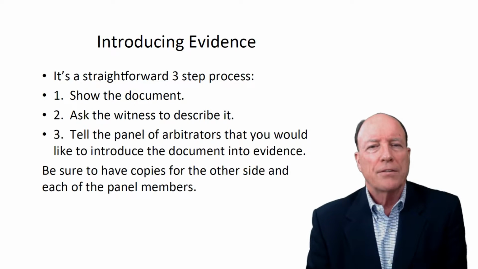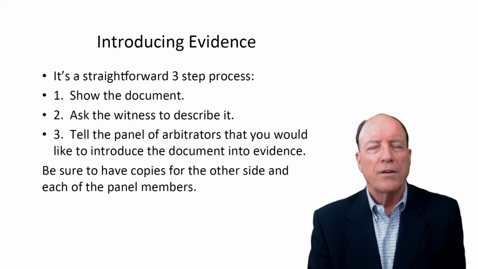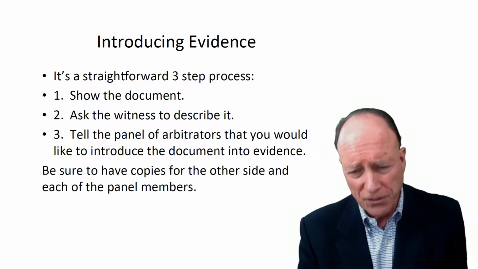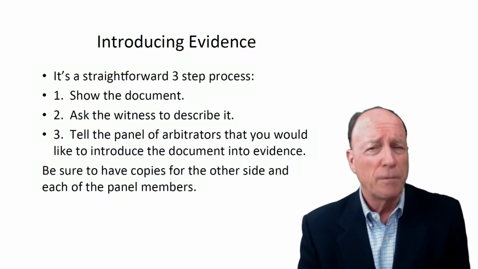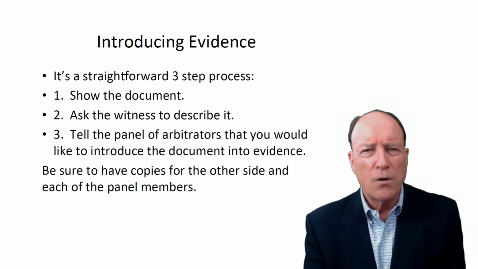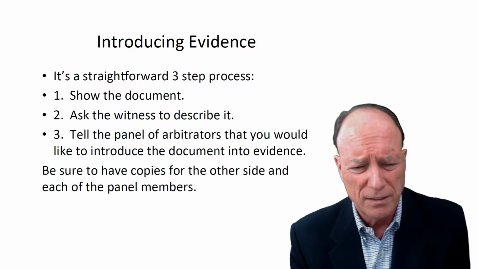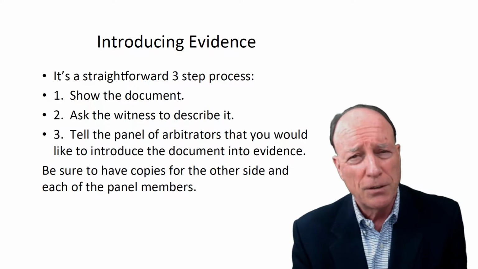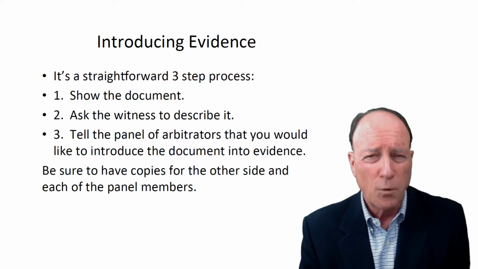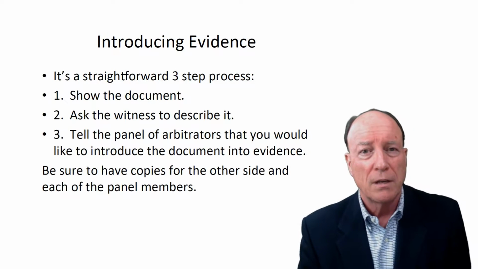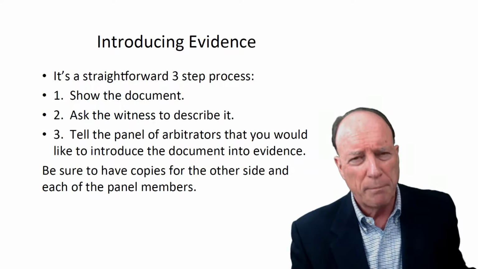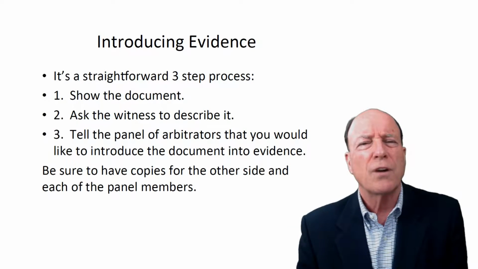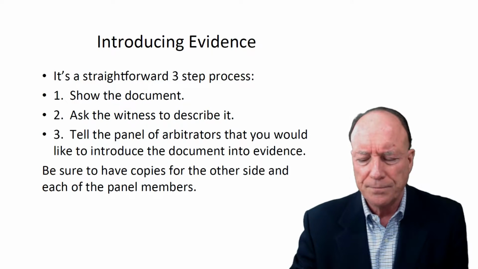I think of it as a rather simple three-step process. Step 1, you show a piece of paper to the witness. Step 2, you ask the witness to describe what it is, if it is familiar to the witness, if that witness wrote it, or if perhaps it was sent to the witness. And step 3, tell the panel of arbitrators that you would like to introduce the document into evidence. At that point, be sure you have copies that you can distribute to the other side, to the arbitration panel, and to keep a copy for your use during the continuing examination of your witness.